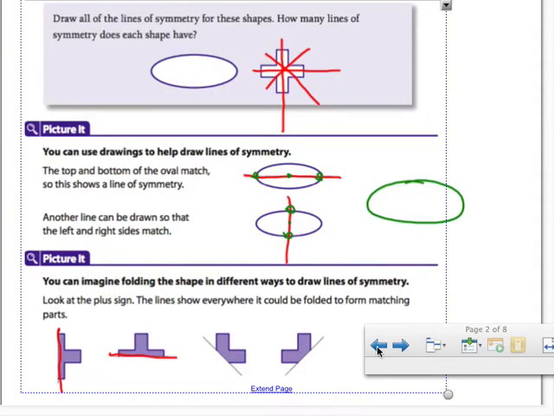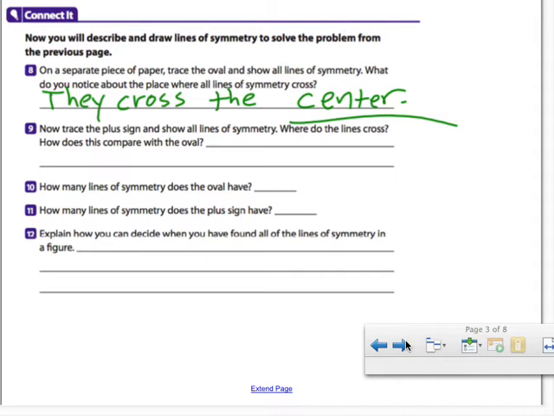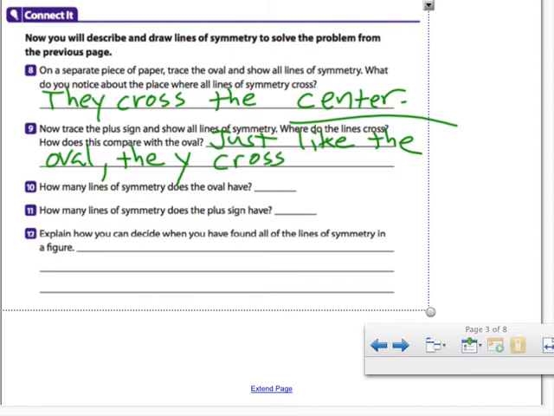Look at the plus sign. Look at all those lines of symmetry. What do they have in common? Where do they all cross? Same place. Same place. Just like the oval. They cross at the center. Underline. Period.